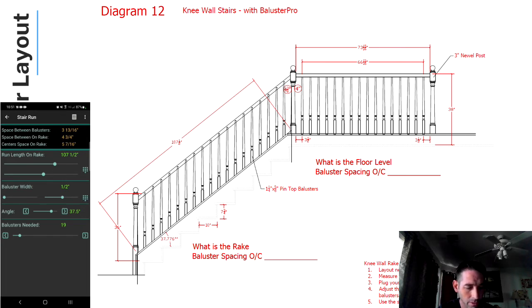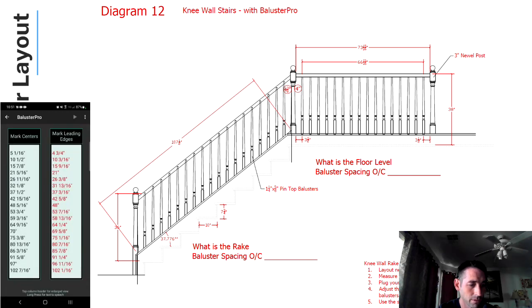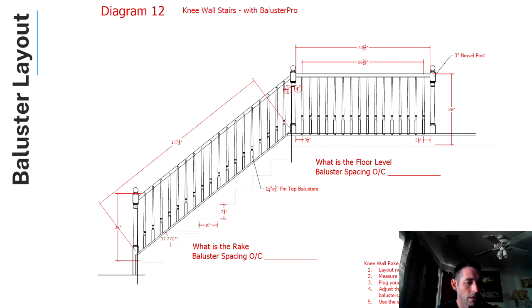This goes every half a degree, so we got to go 37.5, and we're going to run up until we have less than 4 inches in between our balusters. So 3 13/16. So that's 19 balusters, or 18 spaces, which is exactly what we did on the last one. And our space on center is 5 7/16. It calculated out to 5 3/8 when we did it before, but very similar, you can see.